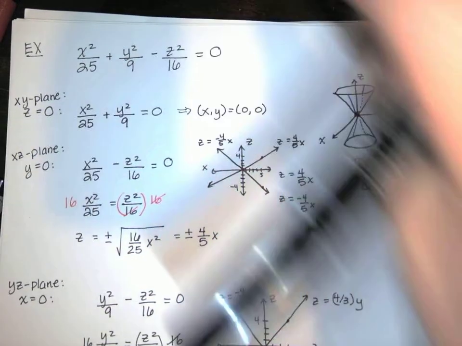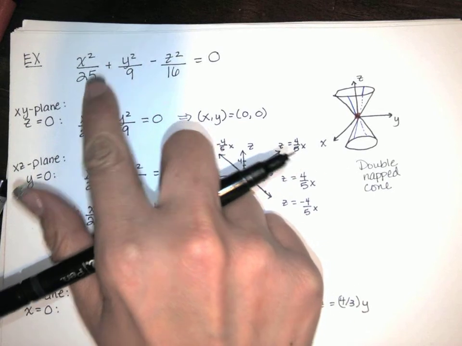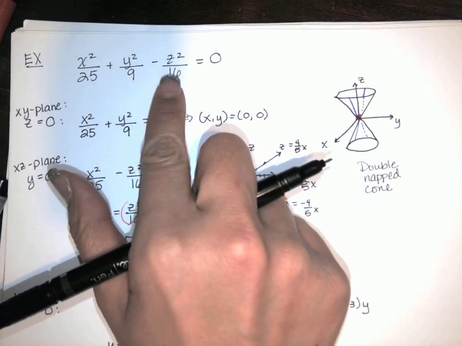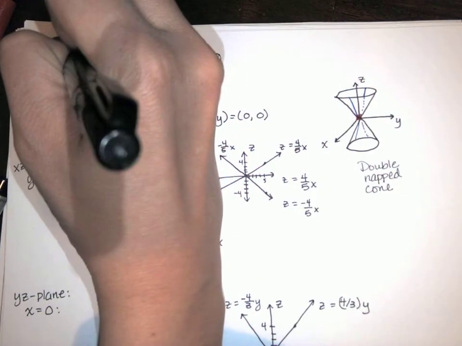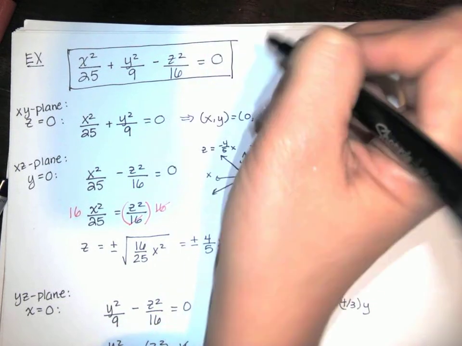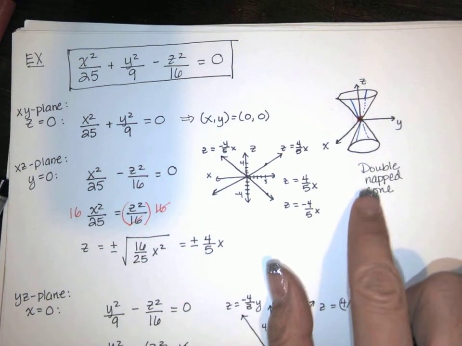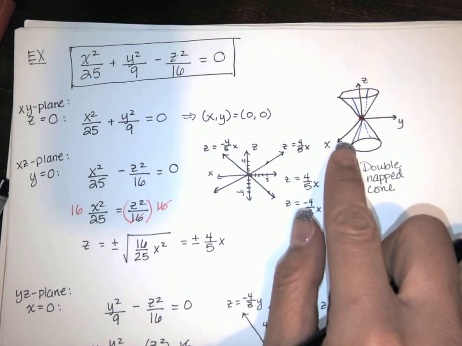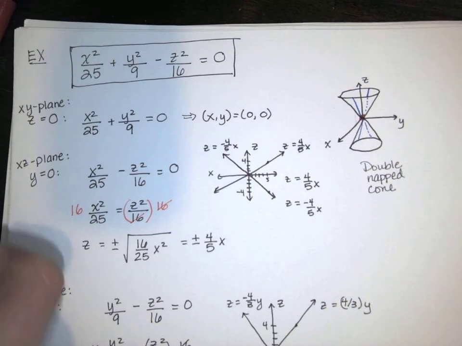Okay, you say, okay, how do I know that that's a double napped cone? Because two of these are positive, one is negative. The x, the y, and the z are all squared, and the right-hand side is 0. If it doesn't look exactly like this, but it can be rearranged so that it looks like this, you've got a double napped cone. Now, notice the axis of symmetry is the z-axis, and that corresponds to the negative here.